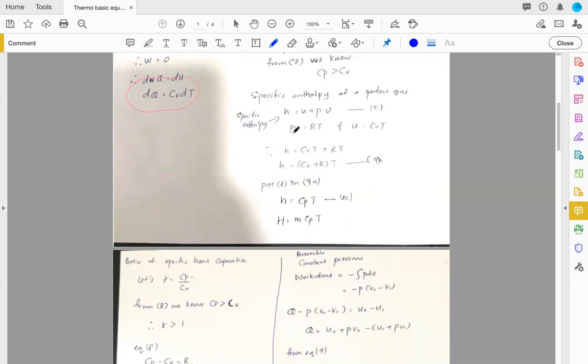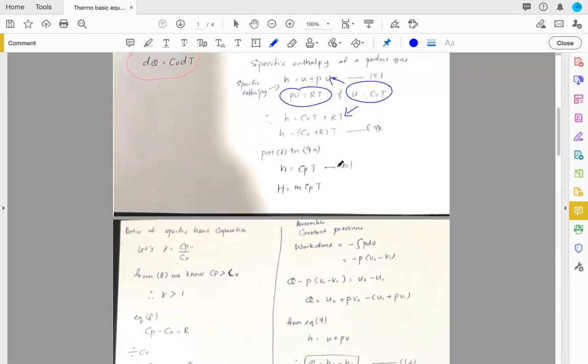So we know that PV equals RT. We also know that U equals CvT. So we put these two equations inside here, right? And then you can have this equation. So H equals (Cv plus R) times T.